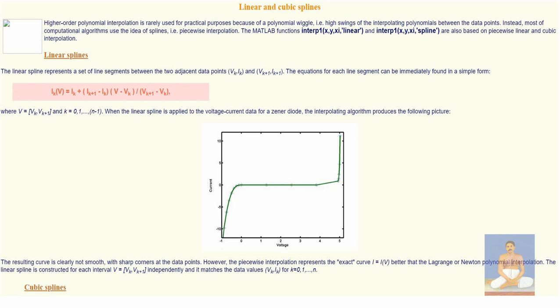Higher order polynomial interpolation is rarely used for practical purposes because of the high swings of interpolating polynomials between the data points. Most computational algorithms use the idea of spline, that is piecewise interpolation. The MATLAB function interp1 with xi, yi can do linear interpolation. Splines are also based on linear and cubic interpolation. The linear spline connects a set of line segments between two adjacent points.